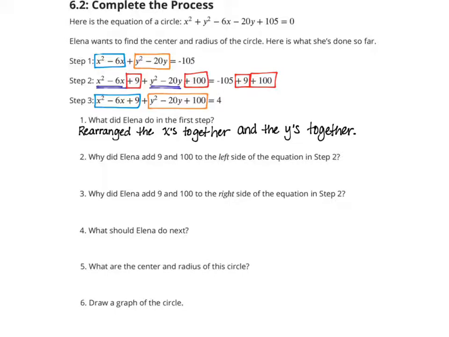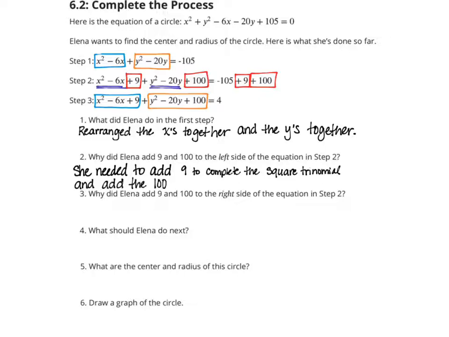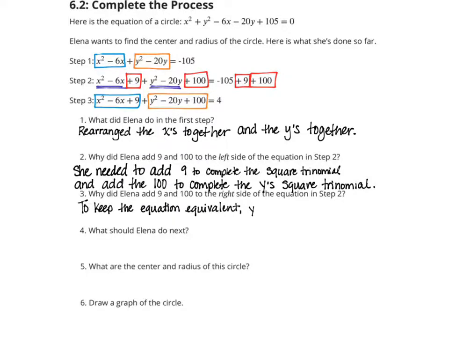And then why did Elena add the 9 and the 100? Well, she needed to add the 9 to complete the square for the x's, and she needed to add 100 to complete the y's for this perfect square trinomial. And why did she add the 9 and the 100 to the other side? Because to keep an equation balanced, you have to add the same thing to both sides of an equation. You have to subtract from both sides of it. You have to always do the same thing to both sides. So she was keeping the equation equivalent or balanced.